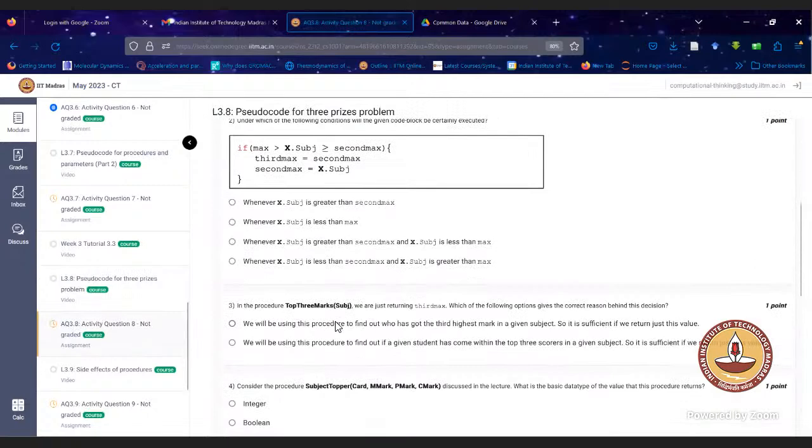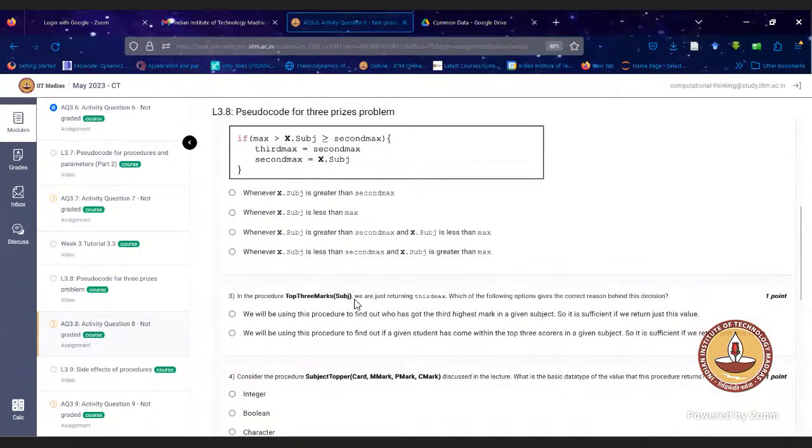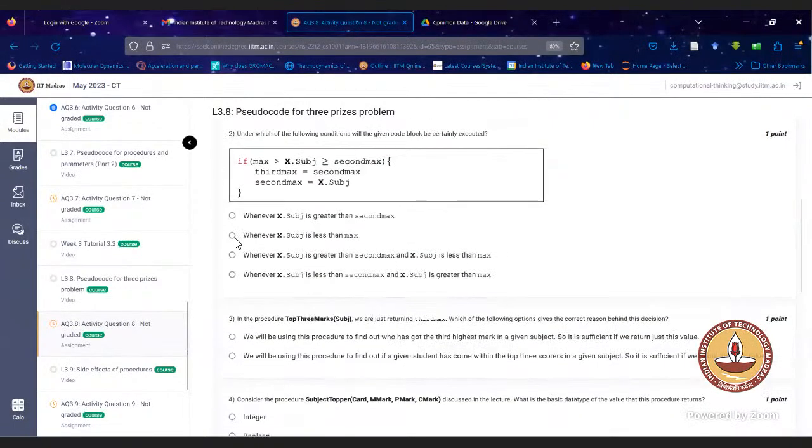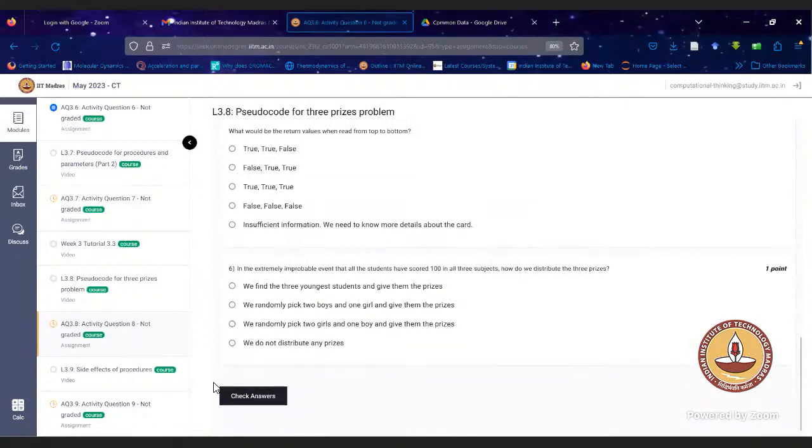Question number 3. In the procedure top 3 marks subject, we are just returning the third max. Which of the following options gives the correct reason behind this decision? Top 3 marks, we are returning the third max. This is the procedure, right? So what is your answer?